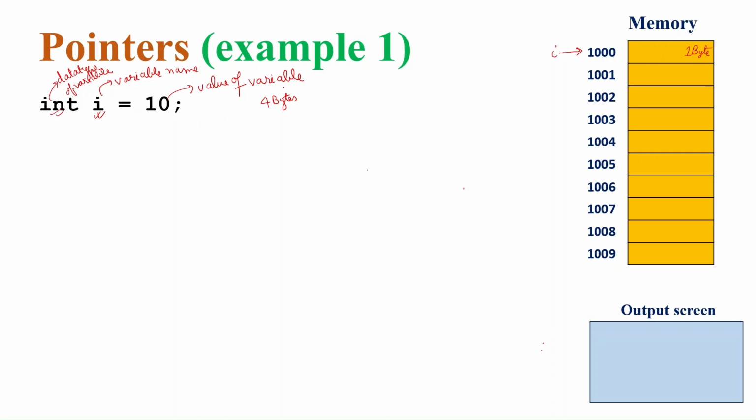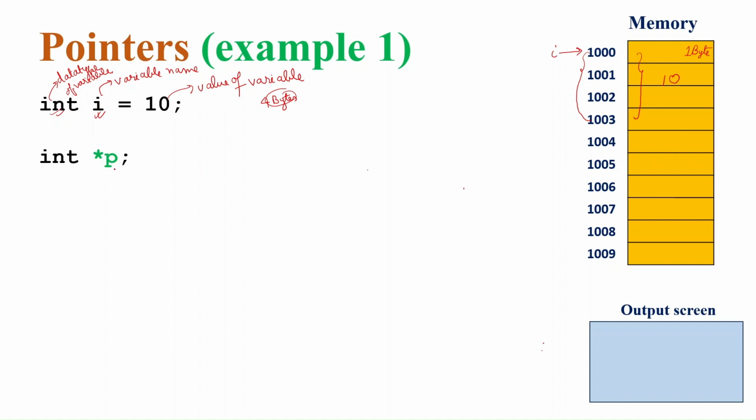Since an integer occupies 4 bytes and each cell is 1 byte, i is going to occupy 4 bytes of space in memory. In this whole space, the value 10 is going to be stored. After this line, this is what happens.